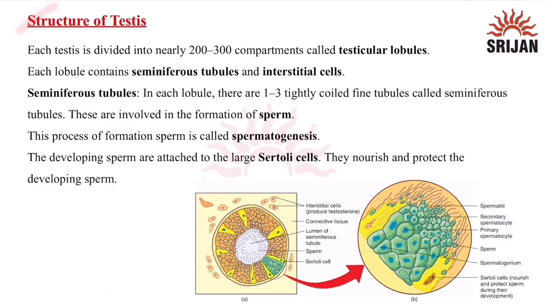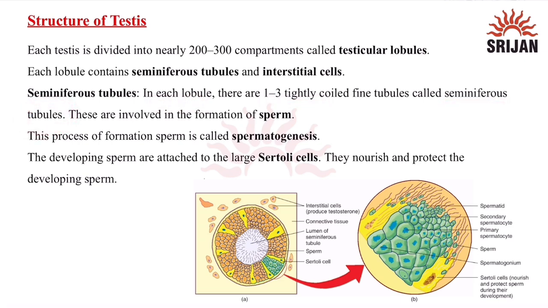Now, structure of the testis. As you can see in the TS over here, each testis is divided into 200 to 300 compartments known as testicular lobules. In each lobule, you will see seminiferous tubules and interstitial cells. These are interstitial cells. Now, what are seminiferous tubules? In each lobule, there are 1 to 3 tightly coiled fine tubules called seminiferous tubules.